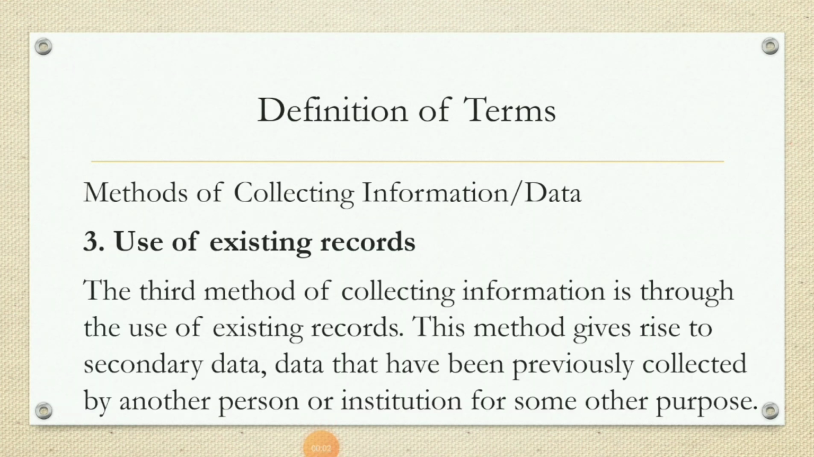And the last method is the use of existing records. This method gives rise to secondary data that have been previously collected by another person or institution for some other purposes. For example, if you want to transfer or enroll to an academic institution, your previous academic records will be needed. Or if you wish to transfer to another doctor, your previous records from your first doctor will be needed by your new doctor. Those are the methods of collecting data or information.